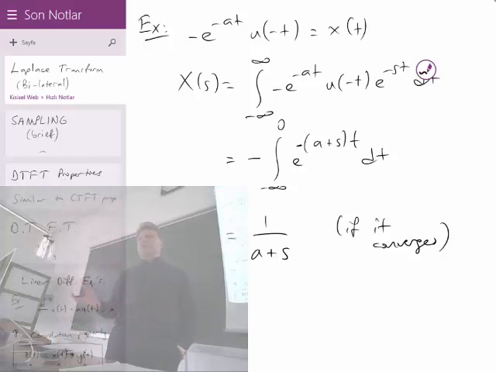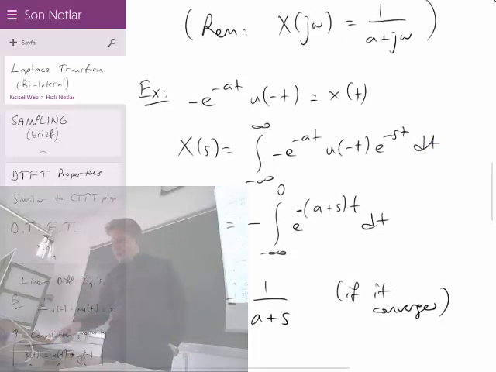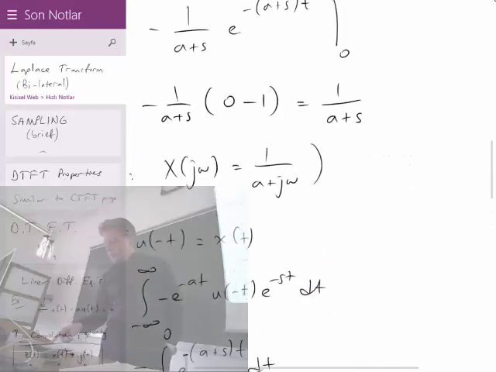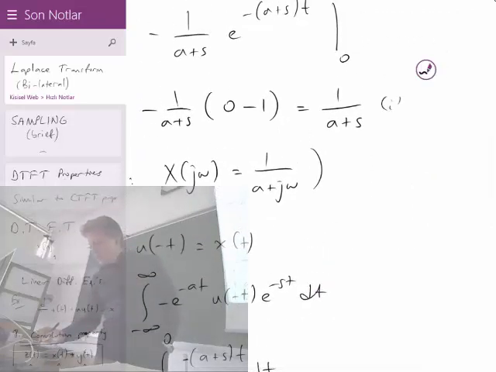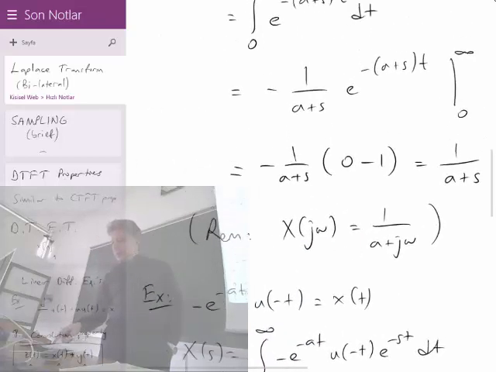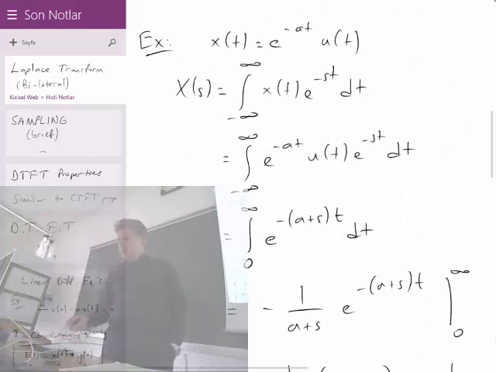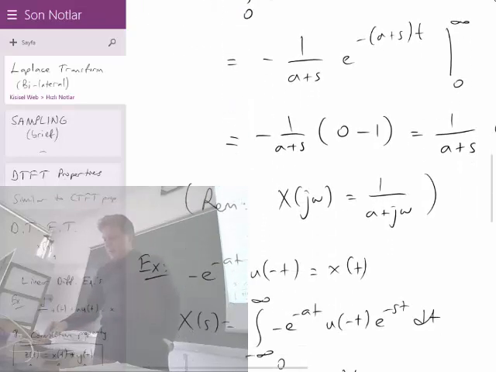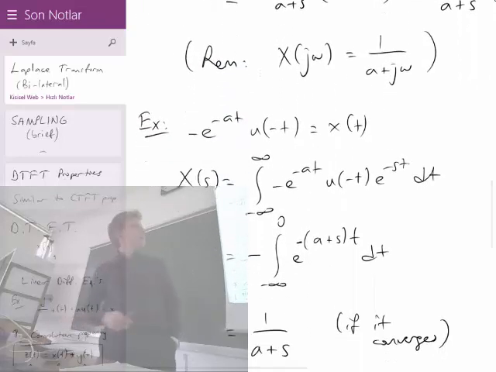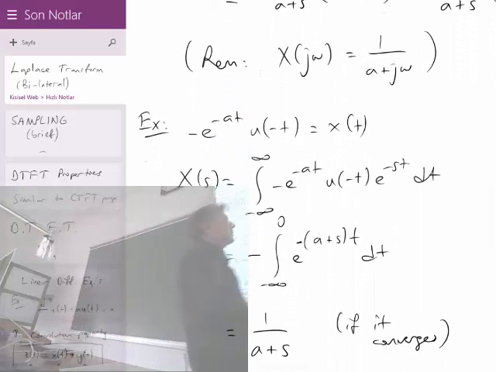So, do you see the problem now? It's the same Laplace transform. And I have to put, if it converges, here too. So the Laplace transform of e to the minus at u of t is 1 over a plus s, and the Laplace transform of minus e to the minus at u of minus t is also 1 over a plus s.